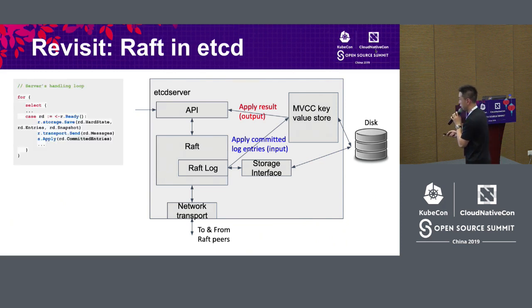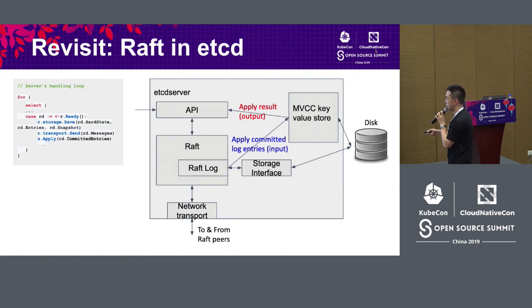And then if you're using this raft package, you're probably going to end up with something like this, a handling loop. You're going to need to consume and process all the output from your local raft state machine. So this gives you the ready structure we just saw. It's stored in here. The first thing you should do is this storage, which is your own implementation of the storage interface.